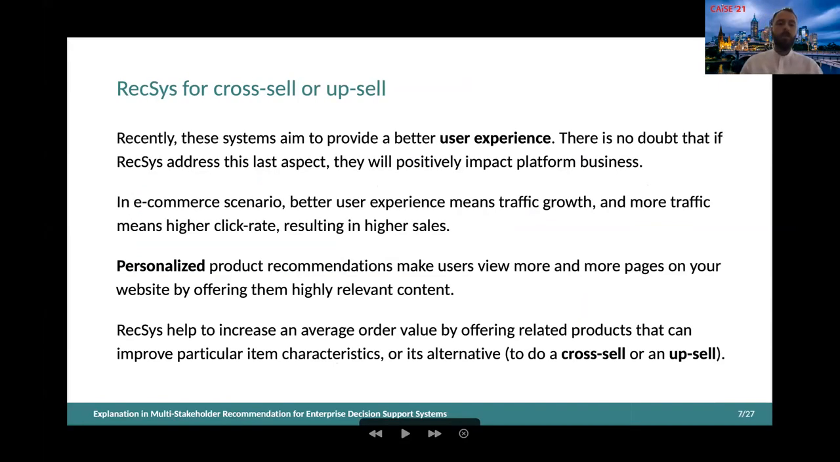Recently, these systems aim also to provide a better user experience. There is no doubt that if a recommender system addresses this last aspect, it will have a positive impact on platform business. In an e-commerce scenario, better user experience means traffic growth, and more traffic means higher click rate, resulting in higher sales.